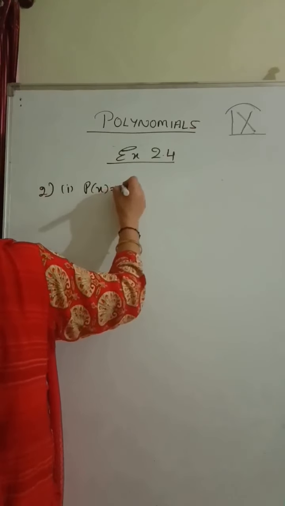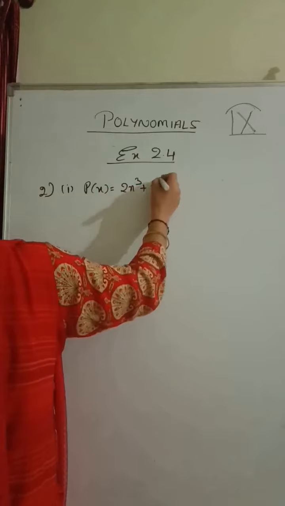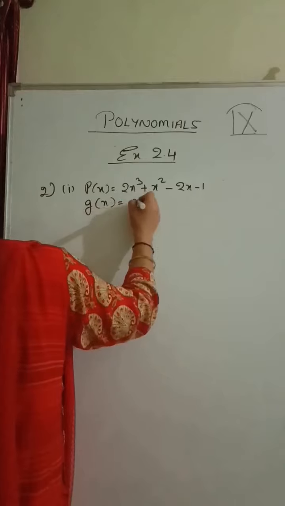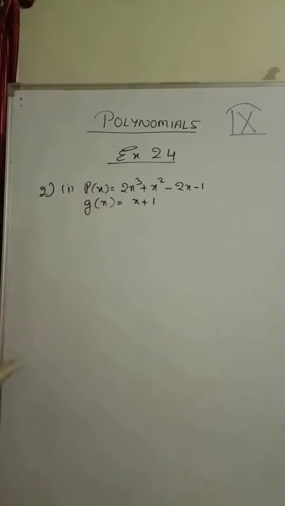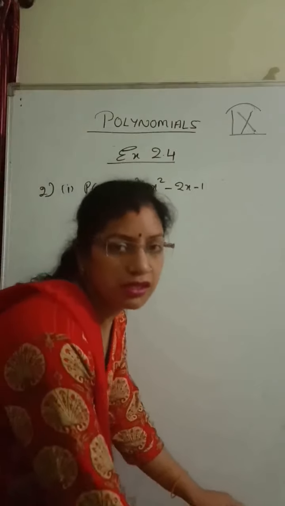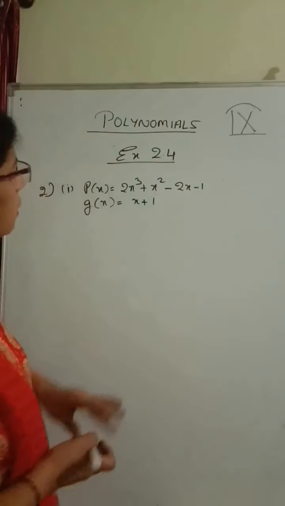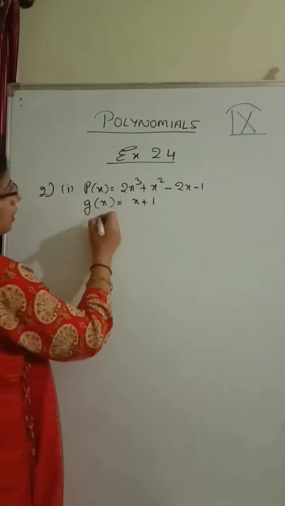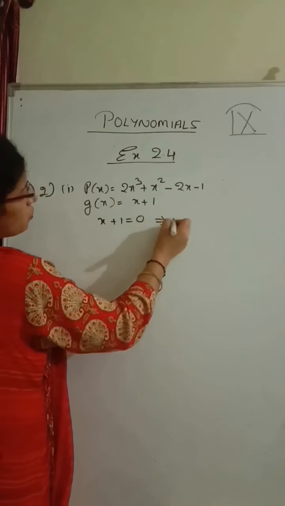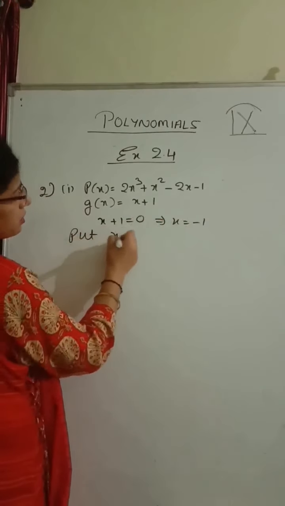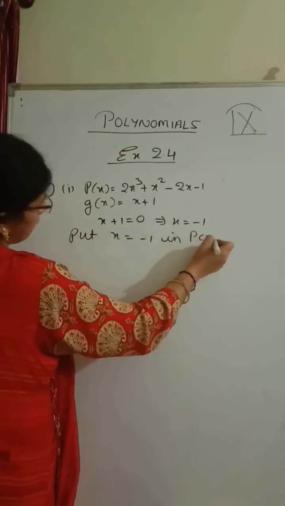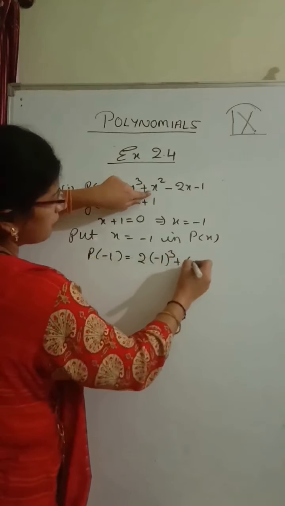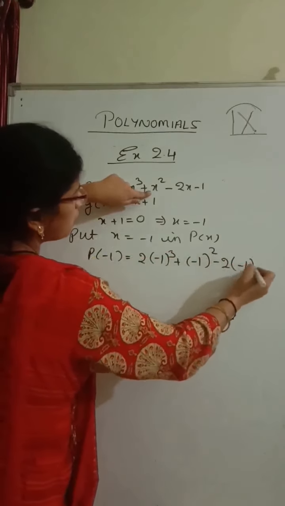p of x is equals to 2x cube plus x square minus 2x minus 1 and g of x is given x plus 1. तो हमें क्या करना है, फैक्टर थ्योरम यूज करनी है to determine whether this is a factor of this. तो सिंपल वे कि ये इसका फैक्टर तभी हो सकता है जब रिमाइंडर 0 हो. Put same way, we will do x plus 1 equals to 0, so which shows x is equals to -1. Put x is equals to -1 in polynomial of x. So p of -1 equals to 2 into -1 cube plus -1 square minus 2 into -1 minus 1.